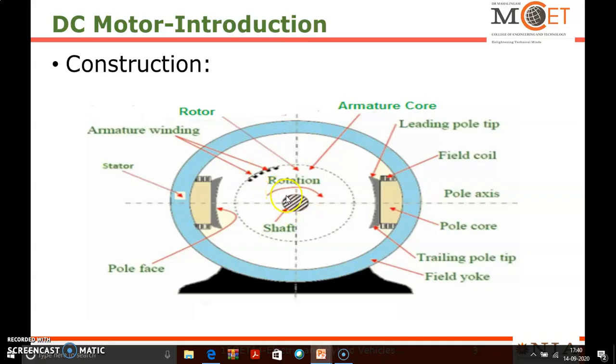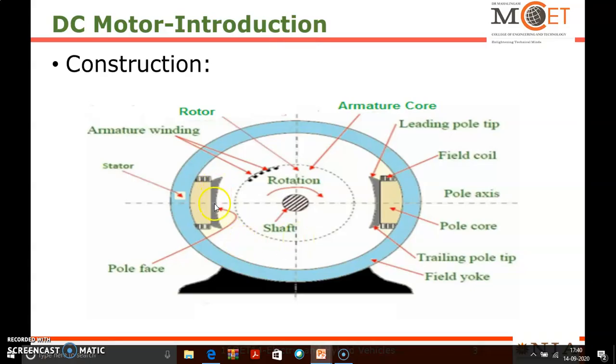This is a shaft through which the motor is connected with the mechanical load. The field core has the field coils, and the armature core has the armature coils. The field core and the armature core are made up of cast iron or cast steel, and this is the pole axis. The armature windings are housed effectively inside the slots. So this is about the constructional parts.